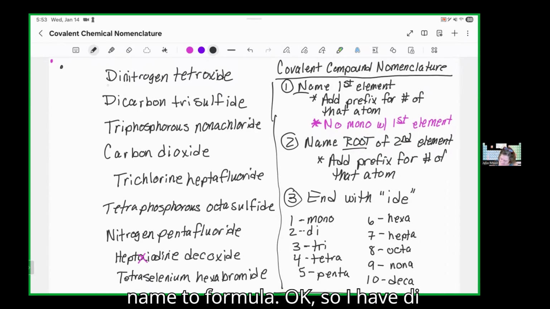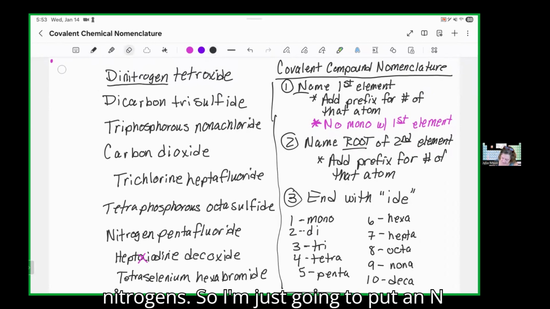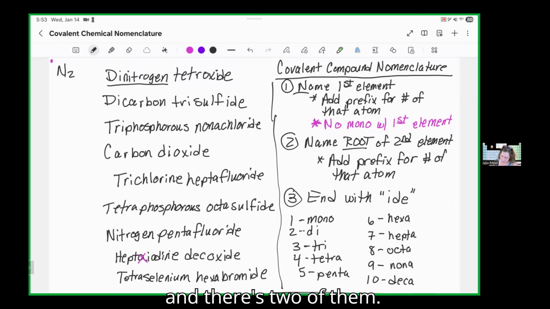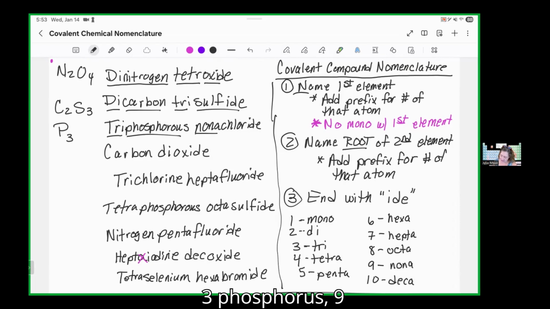So I have dinitrogen, so I know that means I have 2 nitrogens. So I'm just going to put an N, and there's 2 of them. Tetra means 4, and I have oxygens, so I have 4 oxygens. N2O4. Di means 2, I have 2 carbons. Tri means 3, I have 3 sulfurs. Tri, 3 phosphoruses, so I have 3 phosphoruses, 9 chlorines.